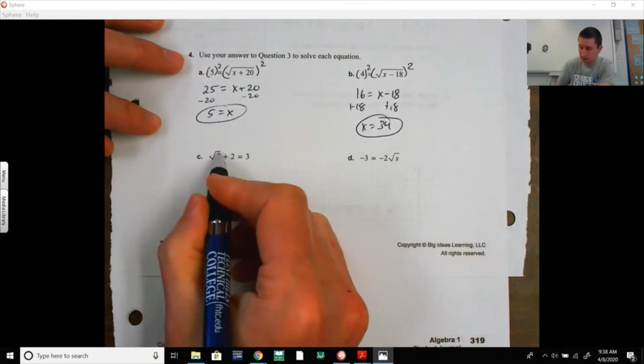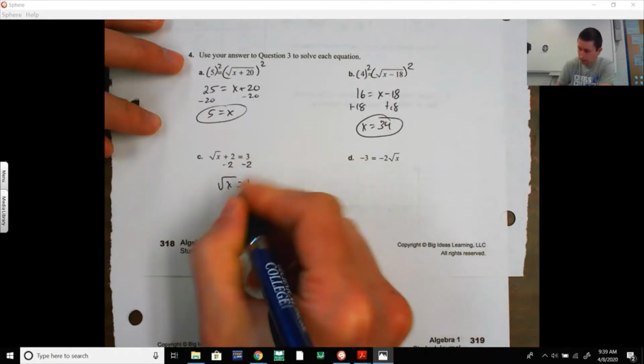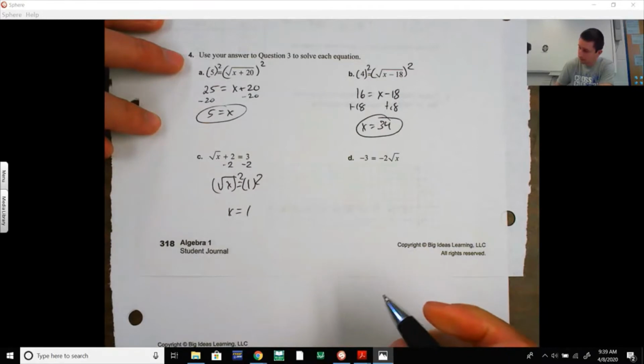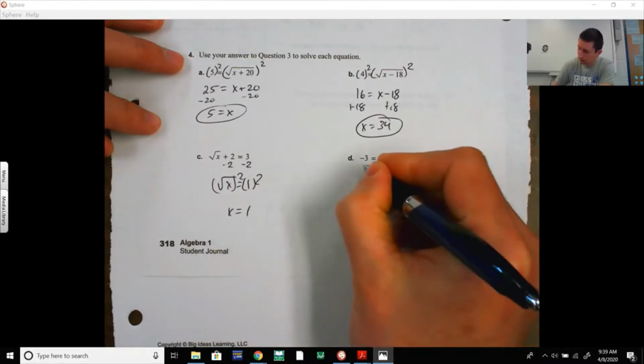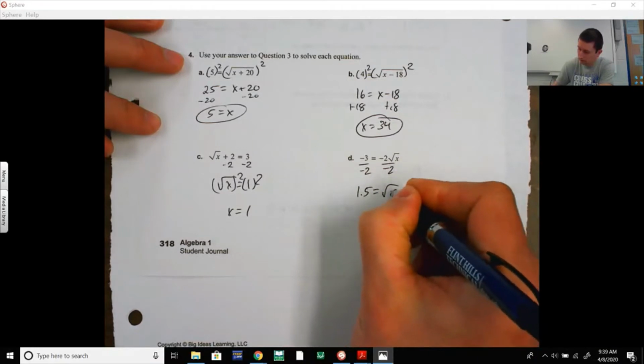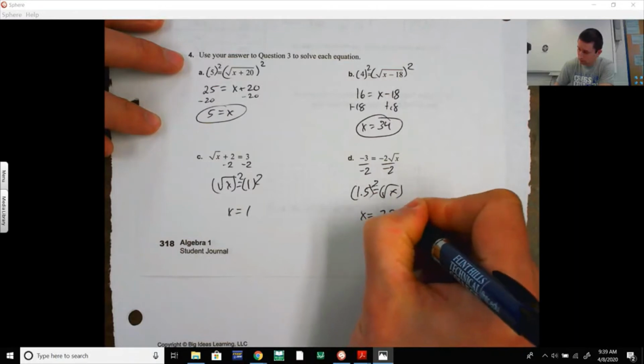If you have other things with the x, you can minus this over first. So square root of x equals 1. Now you square both sides, and x equals 1. Okay, this one you can divide by negative 2. So 1.5 equals square root of x. Square both sides, and you get x equals 2.25.